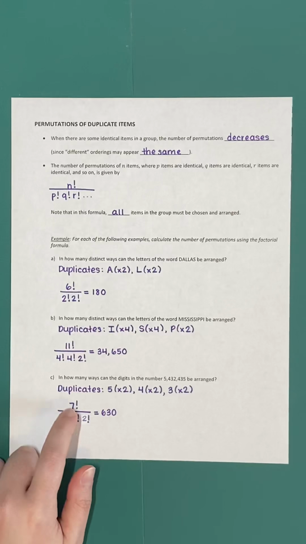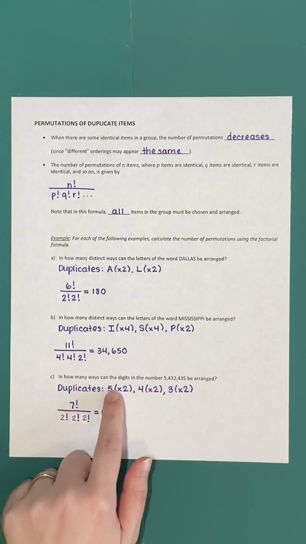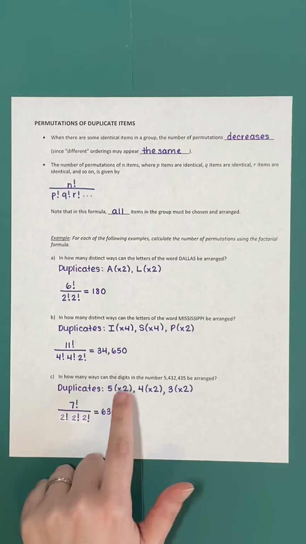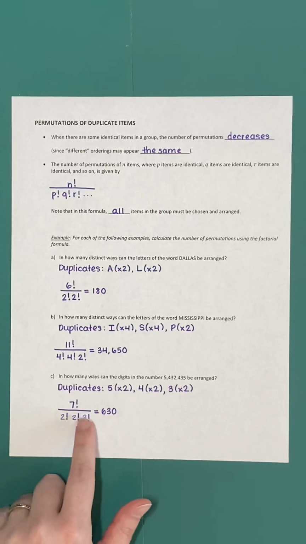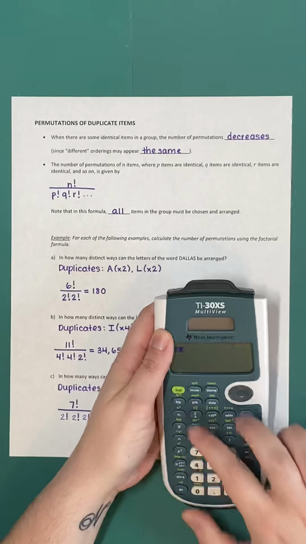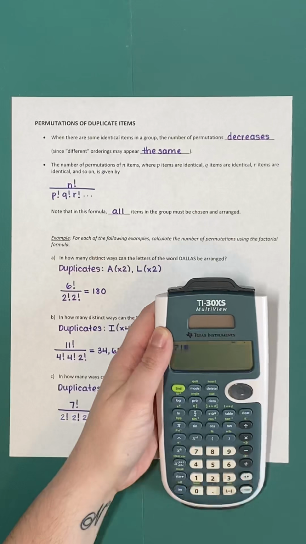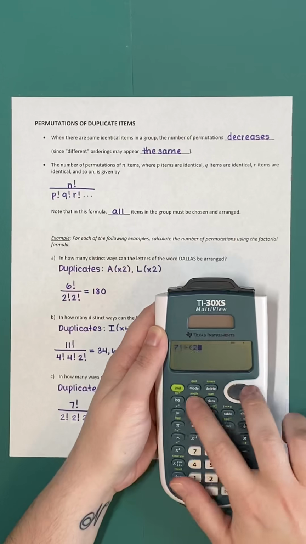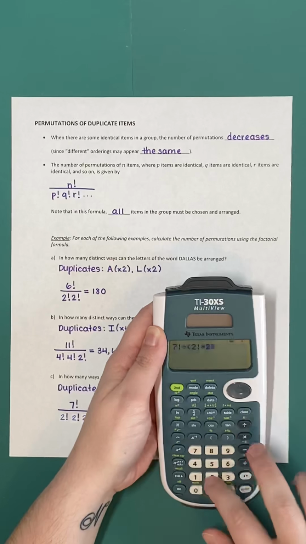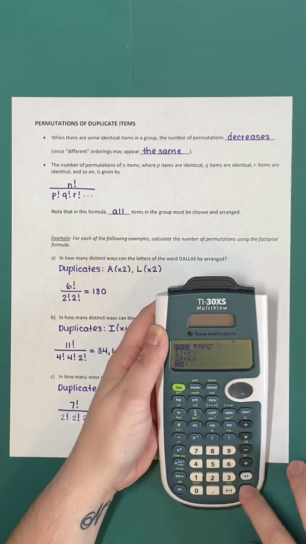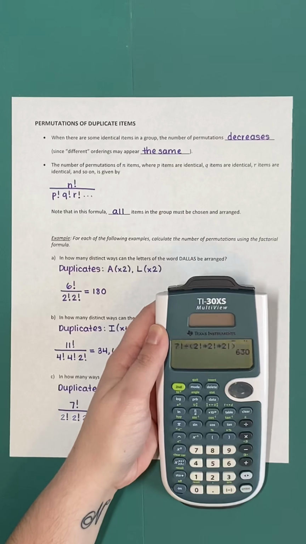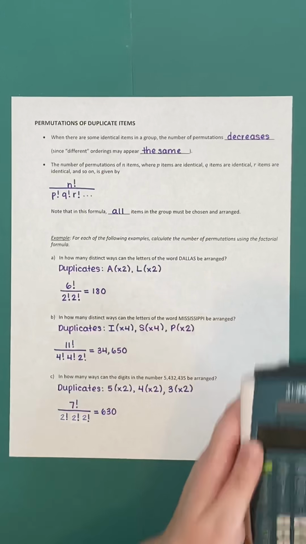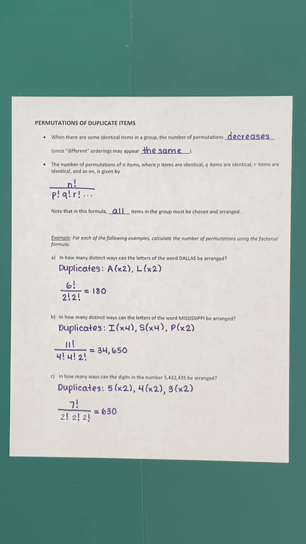So 7 being arranged, 7 factorial, 3 categories of duplicates, each of size 2. So 2 factorial, 2 factorial, 2 factorial. Okay, so that's going to be 7 factorial divided by 2 factorial times 2 factorial times 2 factorial, 630. And again, as you can imagine, if all the digits were different, think like a phone number.